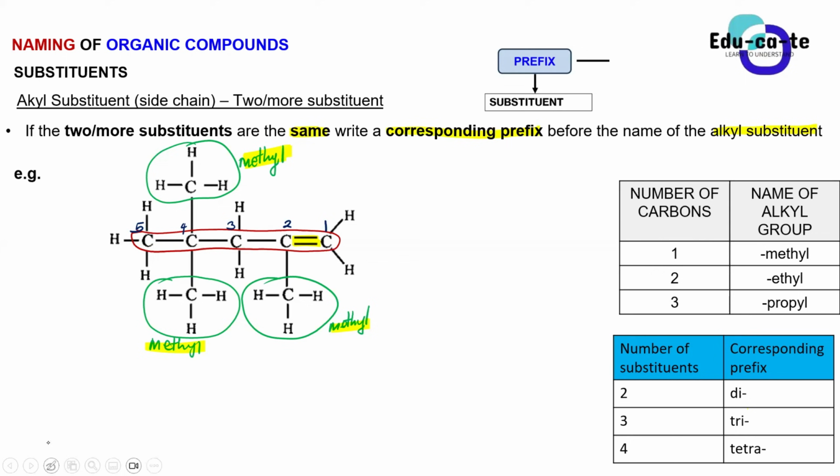If you're having 2 of those methyl groups, you're going to use the di. If you're having 3 of them, you're going to use the tri. If you are having 4 of them, you're going to use the what? The tetra. And in this case, we can notice that we're having 1, 2, 3 methyl groups.